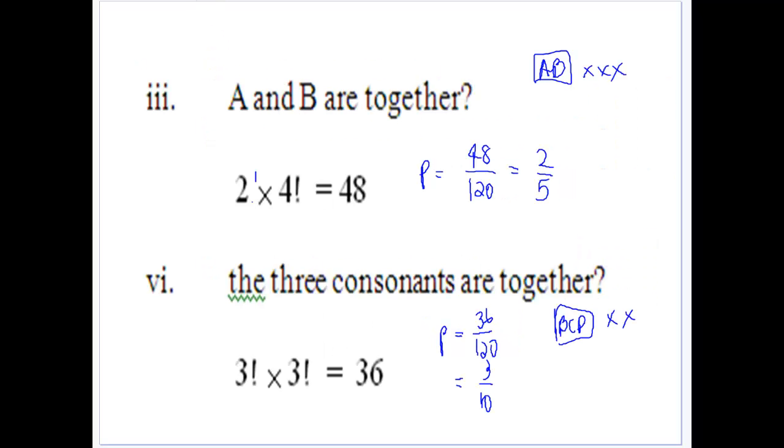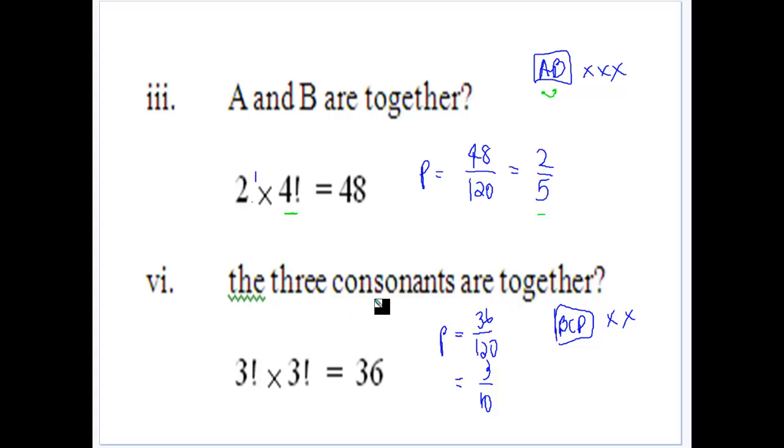For part 3 here, what about if A and B are together? Well, this is similar to what we had in the last video. How do we consider a problem like this? Well, we put A and B together and consider them as one unit. So that means the other 3 elements get put together with this element, and we've got 4 elements altogether, so they can all be arranged 4 factorial ways. But then A and B can be arranged in 2 factorial ways because there's 2 elements. So 2 factorial times 4 factorial gives us the 48, so 48 over 120, or 2/5.